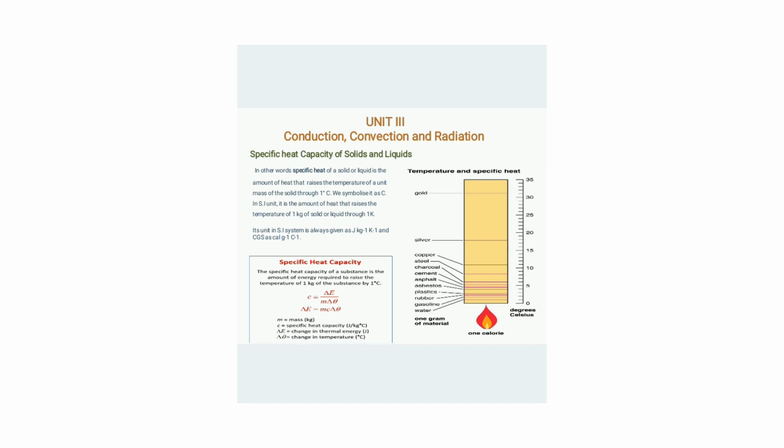So, m means mass in kilograms. C is the specific heat capacity, in joules per kilogram degree Celsius. ΔE is the change in thermal energy, in joules. Δθ is the change in temperature from initial temperature to final temperature, in degrees Celsius.